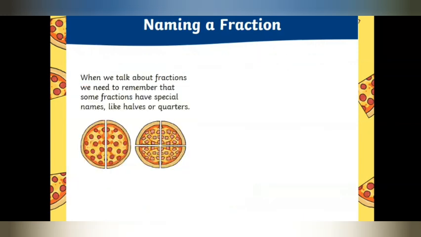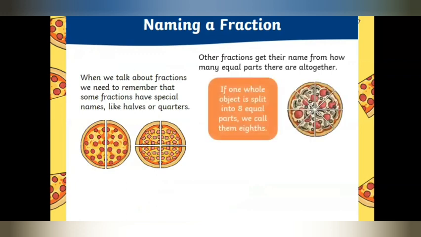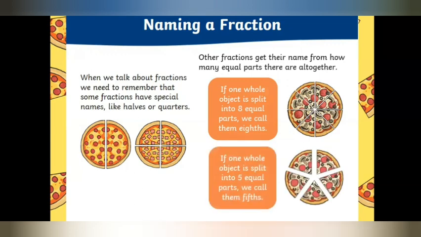When we talk about fractions, we need to remember that some fractions have special names like halves or quarters. Other fractions get their name from how many equal parts there are all together. If one whole object is split into 8 equal parts, we call them eighths. If one whole object is split into 5 equal parts, we call them fifths.